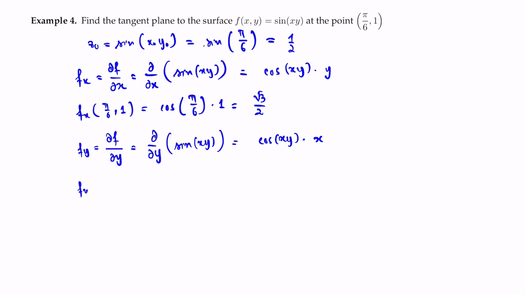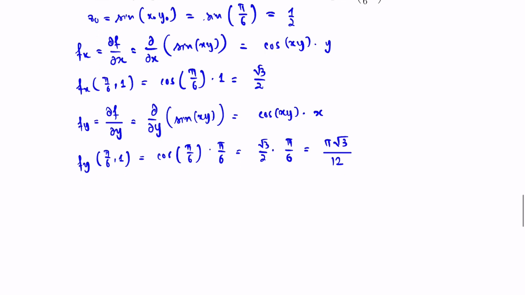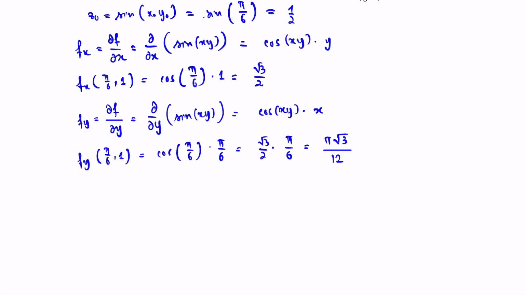Now you evaluate the partial derivative at the point pi over 6 comma 1, and you get cosine of pi over 6 times pi over 6, or this is root 3 over 2 times pi over 6. If you want, you can rewrite this as pi times root 3 over 12. Now you have all the information that you need to plug into the equation of the tangent plane to the surface at the given point.